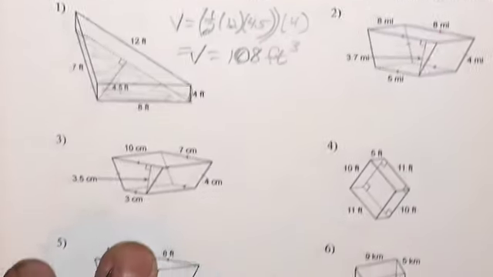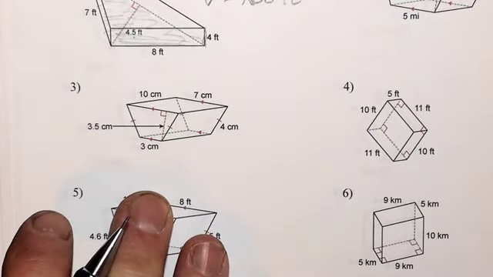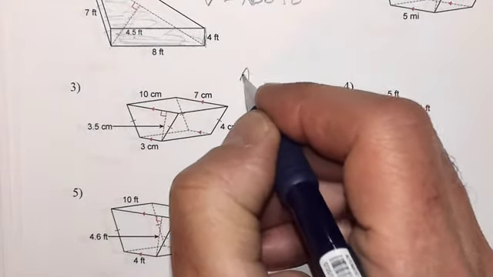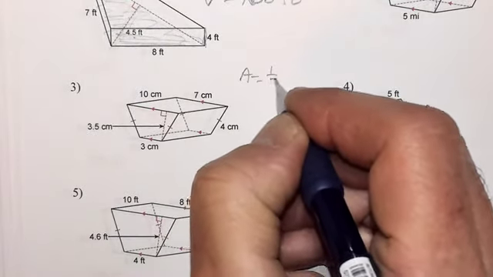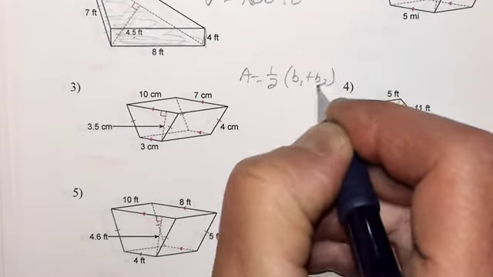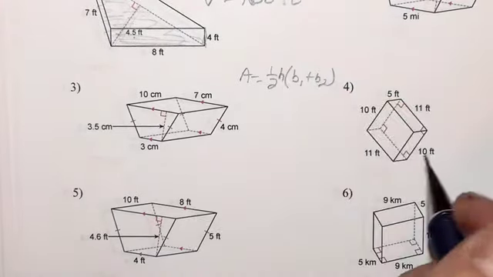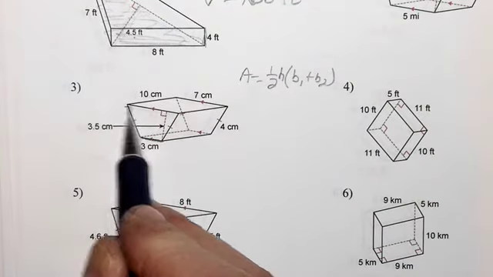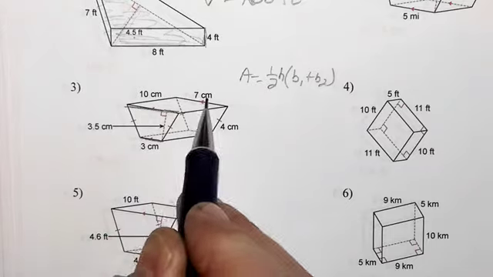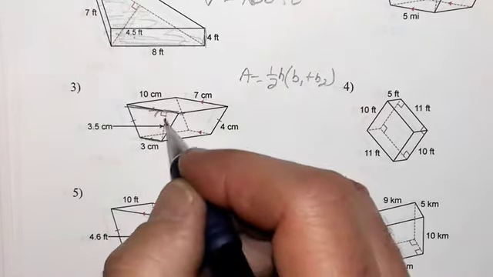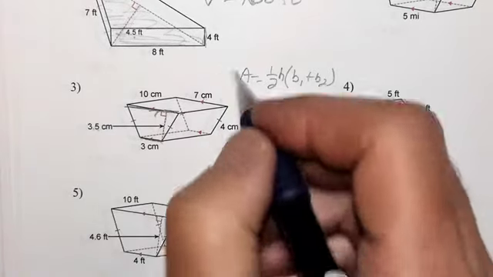Okay. Look at this one now. Here's a trapezoid. So what do we know? Well, we talked about the area of a trapezoid. Area of a trapezoid was 1/2 the sum of the bases times the height. So if we look at this trapezoid, here's base 1, here's base 2. Well, this is the same as that length, so this is 7. The height is this distance, which is 3.5.